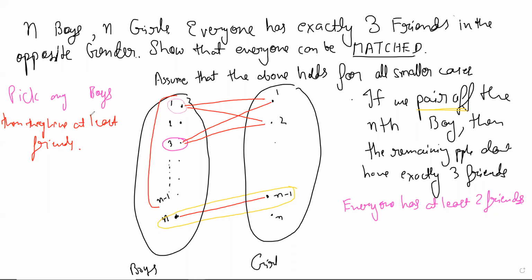Take some 2 minutes and try to think that for k boys also this will hold. So the situation is that we have deleted the nth boy with his partner, and now for the rest, this situation will hold. For any subset of boys, the total number of friends they have will be more than that subset, otherwise there's no possibility of matching, right? That's the pigeonhole principle. But think about why this is true. It should be true, but we have to prove it. So just think, I'll come back in a minute.